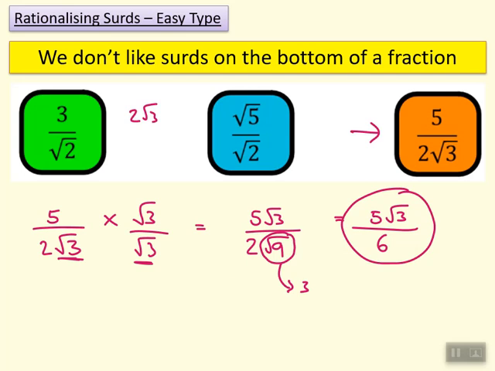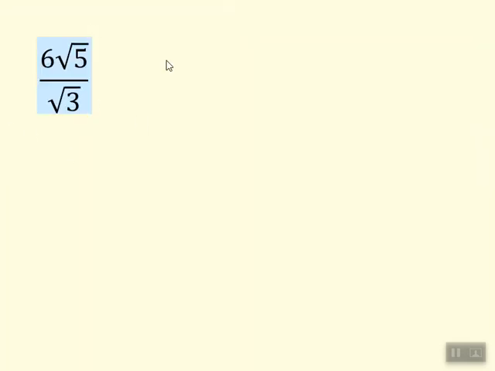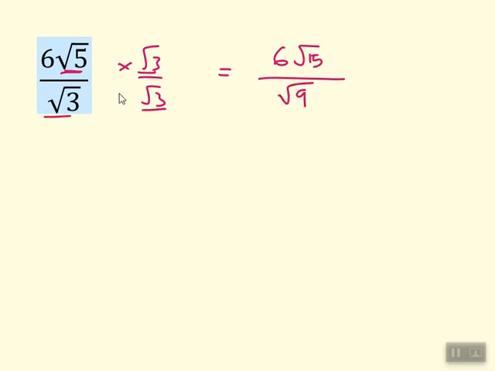Now, don't pause the video just yet. We're going to look at this one here. This one's a bit tricky. There is a bit to it. So first of all, we're going to multiply top and bottom by root 3. And the top, when you multiply by root 3, turns into root 15. Remember, root 5 times root 3 is root 15. The bottom turns into root 9, so root 3 times root 3. And then the top stays as it is, root 15. And the bottom turns into 3, because square root of 9 is 3.